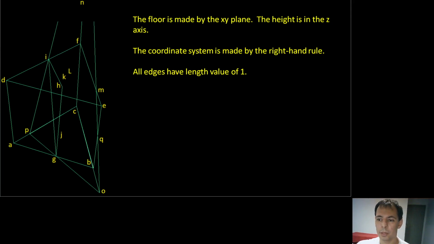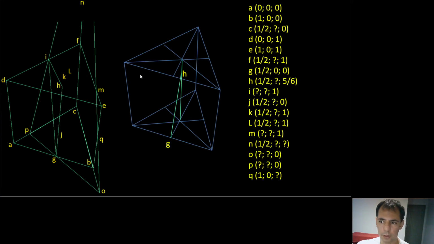Yeah, I'm sorry. The coordinate system is made up by the right-hand rule. All edges have length value of 1. Okay? So this is 1, 1, 1, 1, 1. Okay, good. So first, we're going to start with these things here. I put all the key points on the right side, okay? And I'm going to explain why these things. Okay, so I just started like point A is going to have coordinates 0, 0, 0 because I want this to be the origin right here. And then B, well, it's just going to be 1 unit to the right in the x-axis. So you're going to have 1, 0, 0: 1 for x, 0 for y, 0 for z.